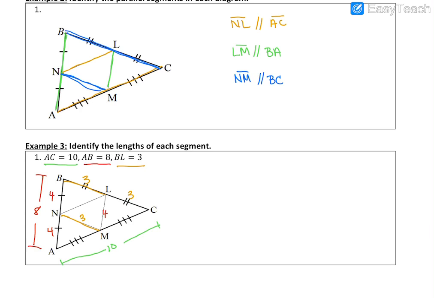Now this whole segment AC is labeled 10, the green one. So if we cut it in half, each half is going to be 5, which also shows us what that mid-segment will be. And that's how we label all the segments.